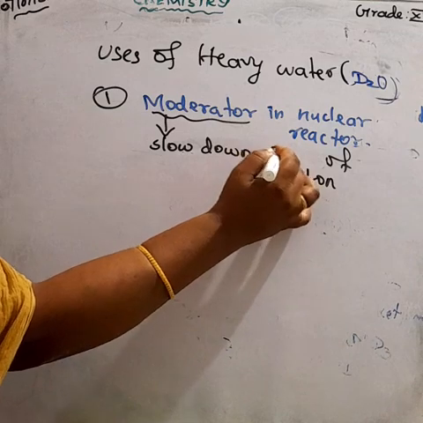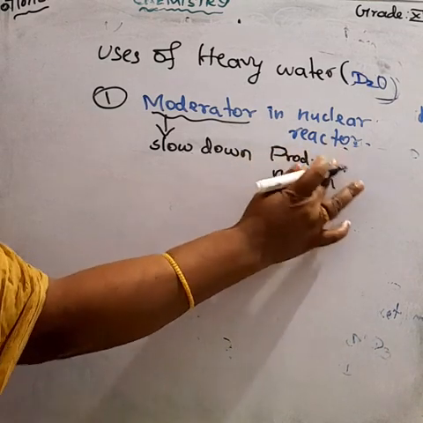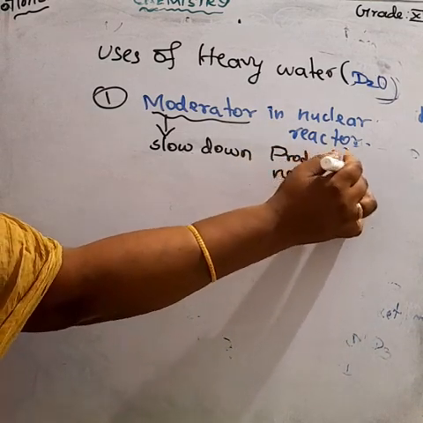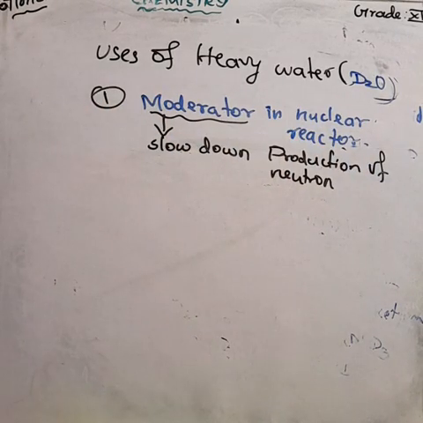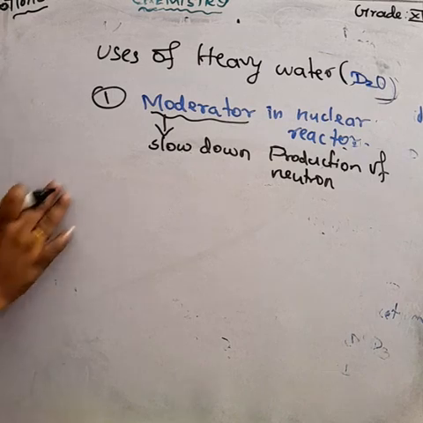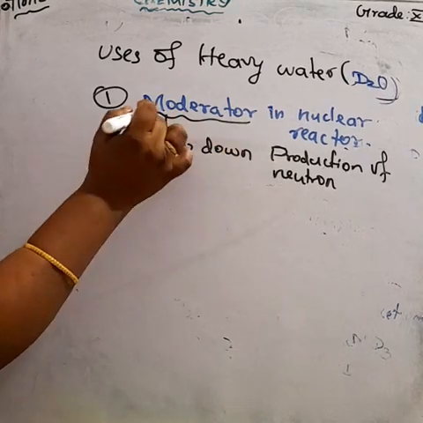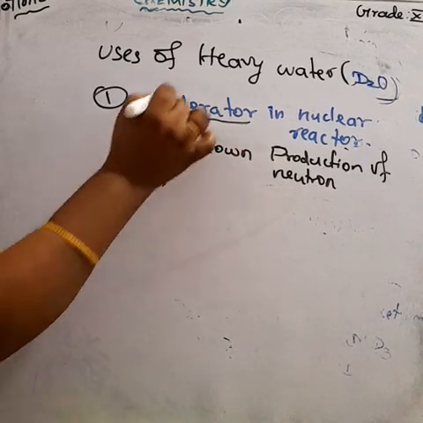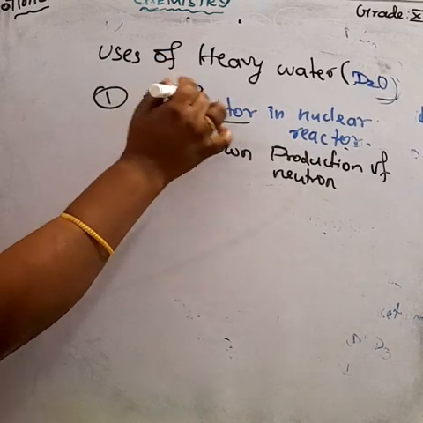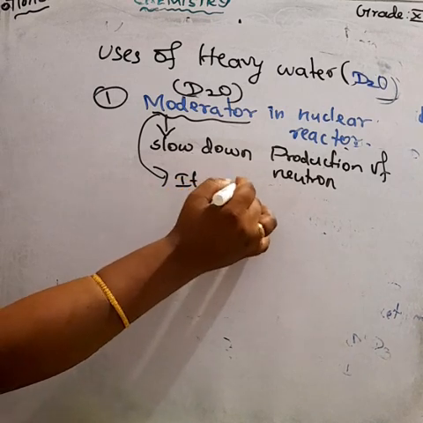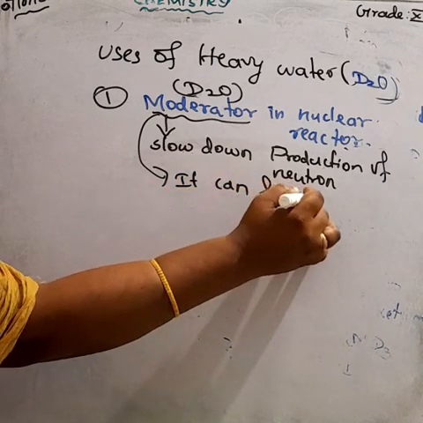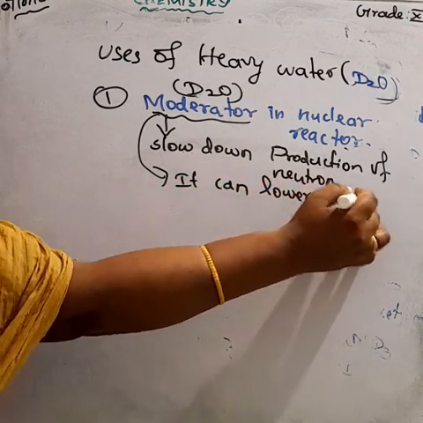the production of neutrons. In the nuclear reactor, the neutrons are highly energetic. It produces neutrons, and the nuclear fission reaction also takes place there. But we are using deuterium oxide, that is heavy water, as the moderator in the nuclear reactor. It can lower the energies of fast neutrons.